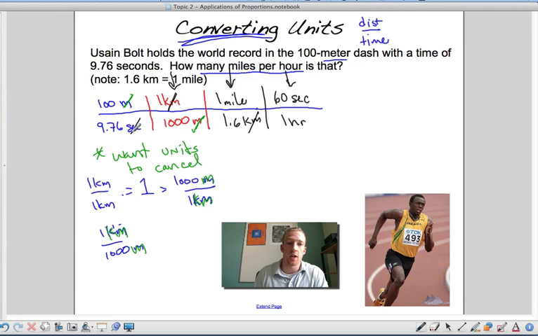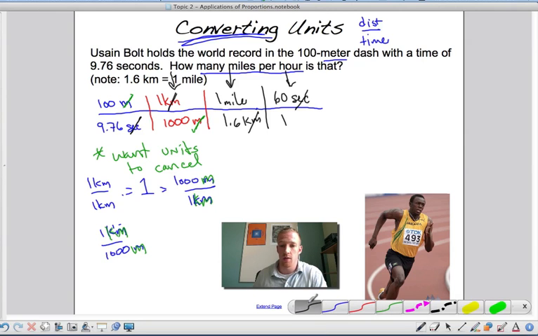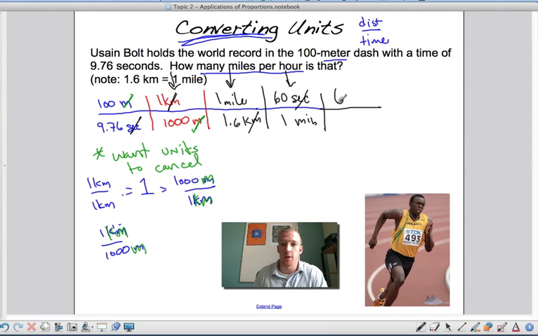All right, so now the seconds cancel, and I have miles over, my bad, that's not 60 seconds in 1 hour, it's 60 seconds in 1 minute, I'm sorry. And then I have to multiply by 60 minutes in 1 hour. So the minutes cancel, and I'm left with miles over hour. Right? So that's what I'm left with in units.